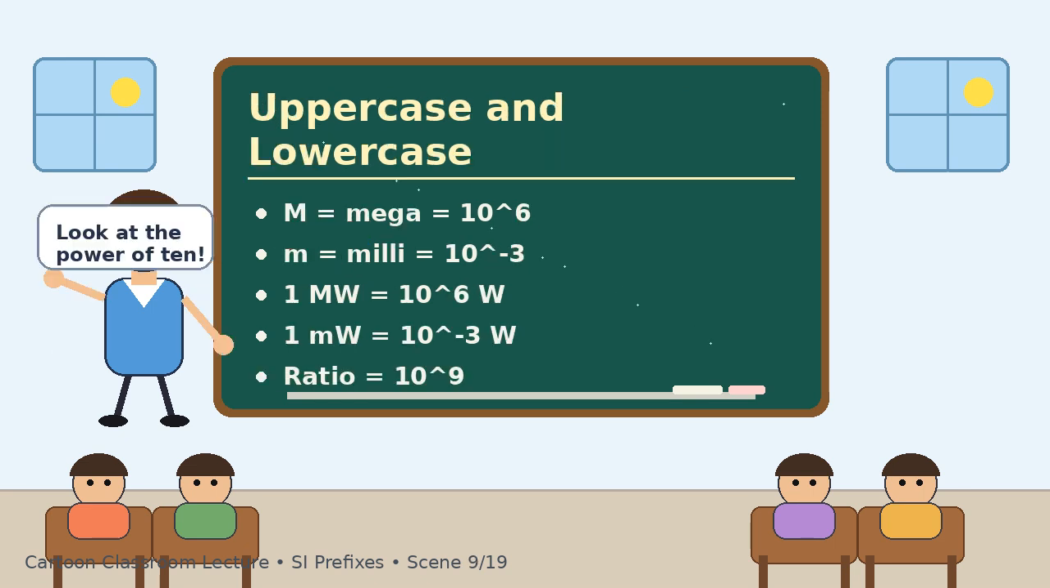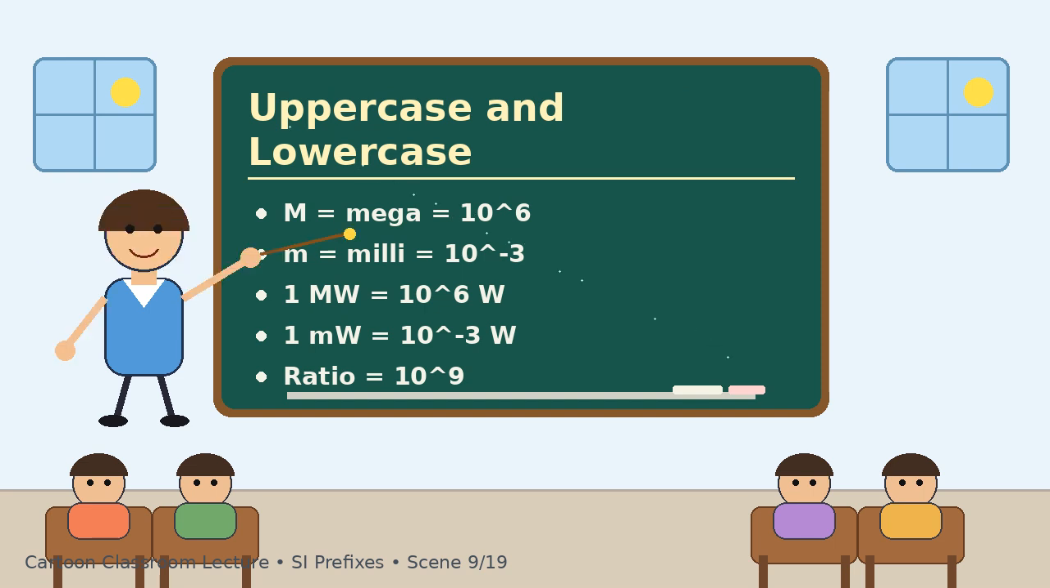Prefix symbols are case sensitive. This means uppercase and lowercase letters can represent completely different factors. Capital M means mega, which is 10 to the power 6. Lowercase m means milli, which is 10 to the power minus 3. Therefore, 1 megawatt is not the same as 1 milliwatt. In fact, 1 megawatt is 1 billion times larger than 1 milliwatt.